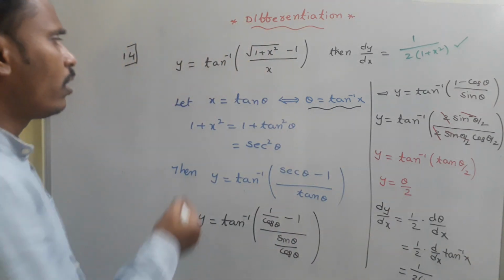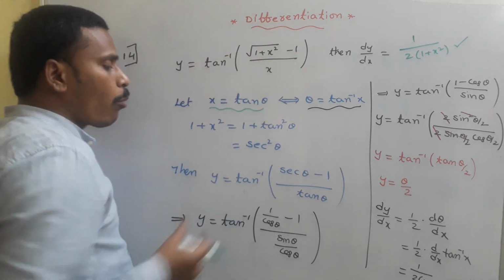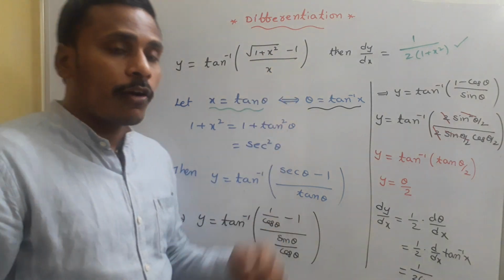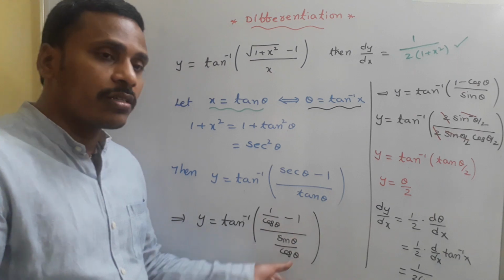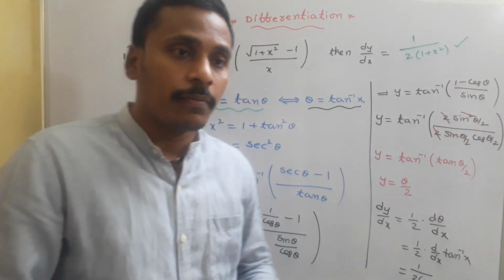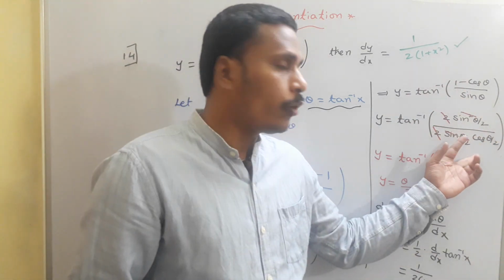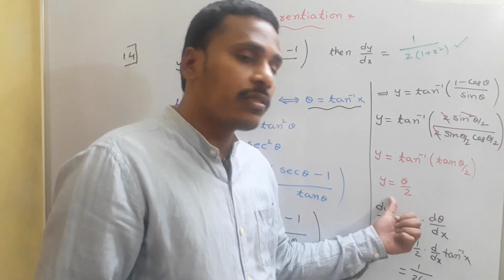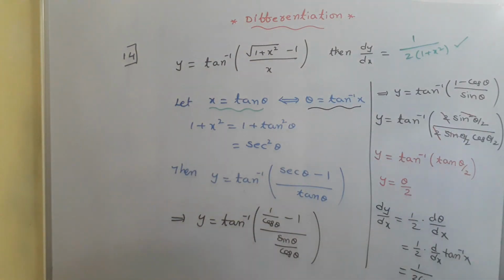Just have a look. Initially we took x equal to tan theta. Try to convert the complete problem in terms of theta from x. Replace the numerator with secant theta and the denominator with tan theta. Write tan theta and secant theta as sin by cos and 1 by cos. On simplification, at the end we have 1 minus cos theta by sin theta. The numerator is 2 sin square theta by 2, the denominator is 2 sin theta by 2 into cos theta by 2. On further simplification, this is tan theta by 2. So y is theta by 2. Differentiate, and your answer is 1 by 2 into 1 plus x square.